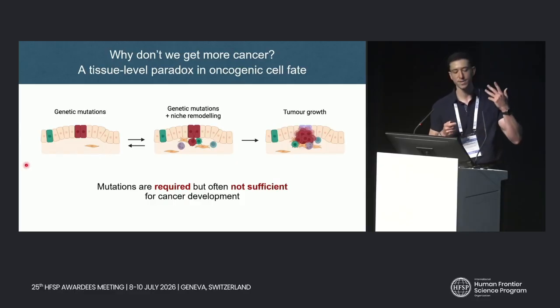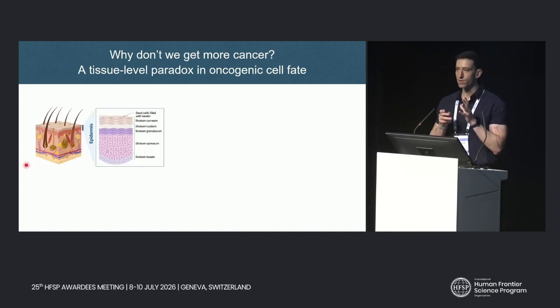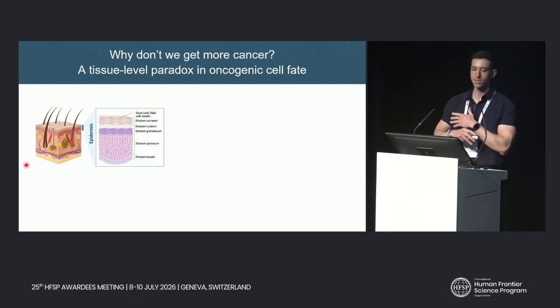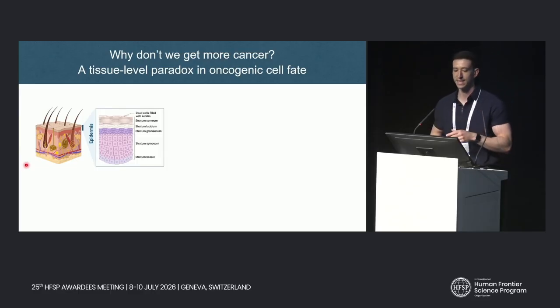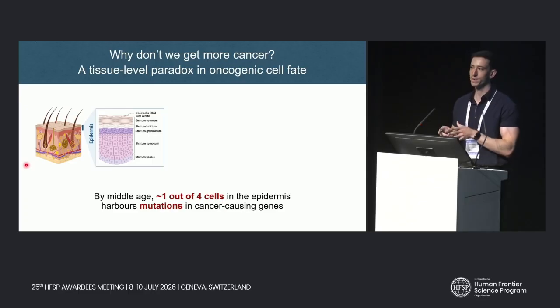Of course, at homeostasis, these mutant cells don't really have these signals from the environment, so they are unable to do that. So if you consider your own skin right now, as we age, we accumulate millions of cells that carry mutations in genes associated with cancer. In fact, by middle age, approximately 1 out of 4 cells in your epidermis harbor mutations in cancer-associated genes. And I hope that no one in this room currently has a carcinoma growing on their skin.